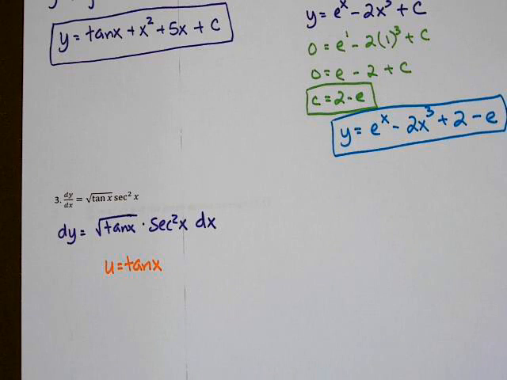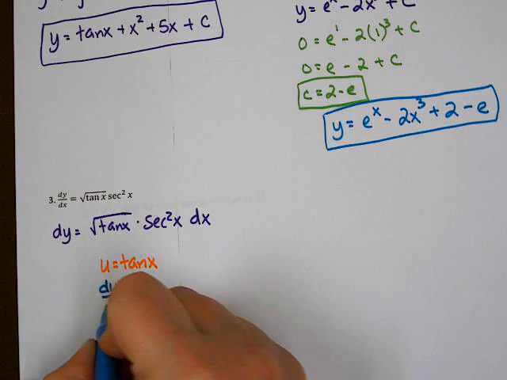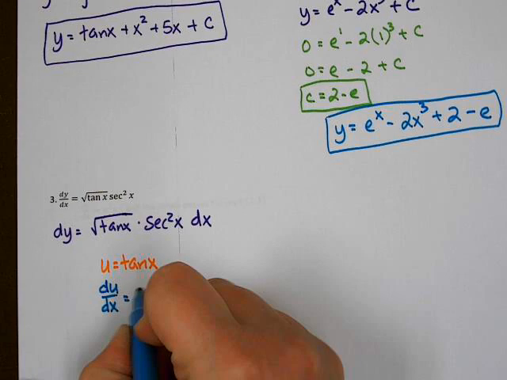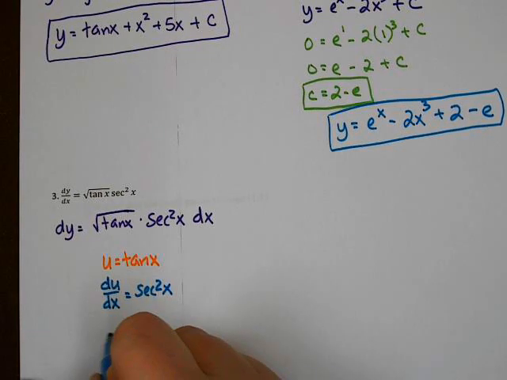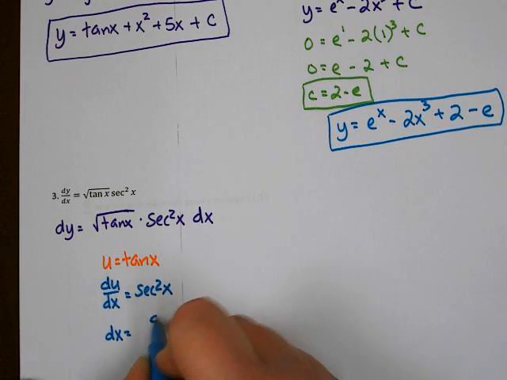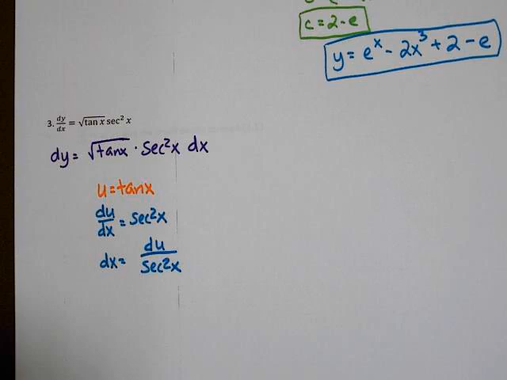So if we were to take the derivative, we would get that du/dx is equal to secant squared x. And so if we solve for dx, dx is equal to du over secant squared x. And so now we're going to go ahead and do the actual substitution part.